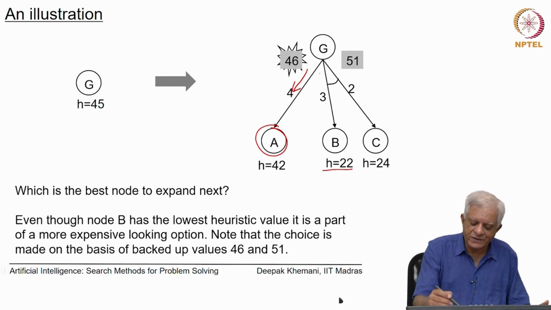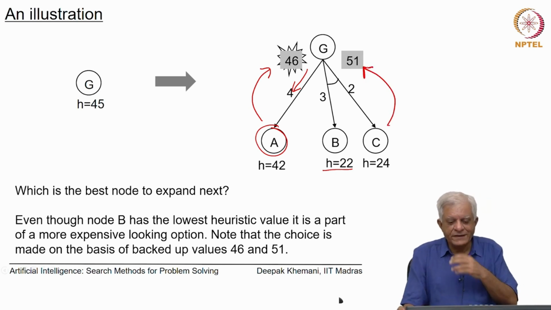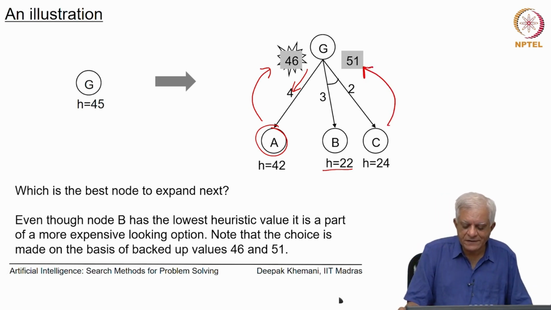Then in the backward phase, you have back propagated these values. So, this goes to this and these choices go to 51, and in the next cycle, now we will follow the marker, and the marker will tell us go to A and refine A. So, let us look at that.